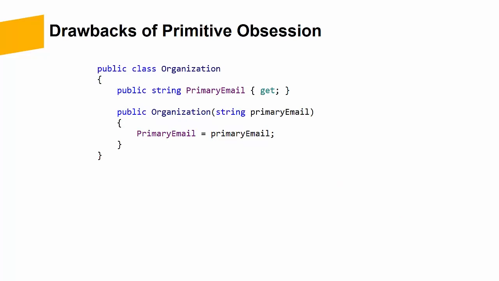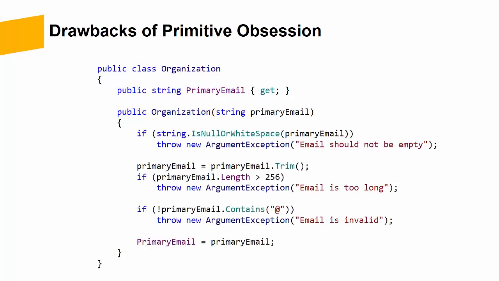And if you have another class, organization, which also has an email, and you want to also make sure that no organization can be created with an incorrect email, what you do, you also put the same set of guard clauses into the organization's constructor. So what we have here is duplication of the domain knowledge, of the knowledge regarding what constitutes a valid email. All right, that's the first problem.